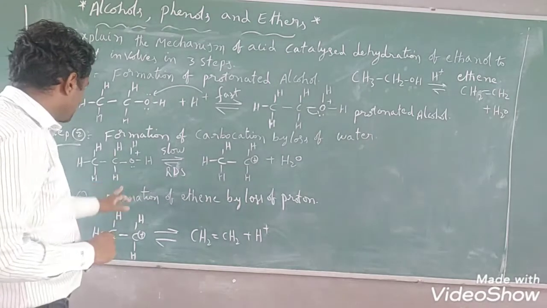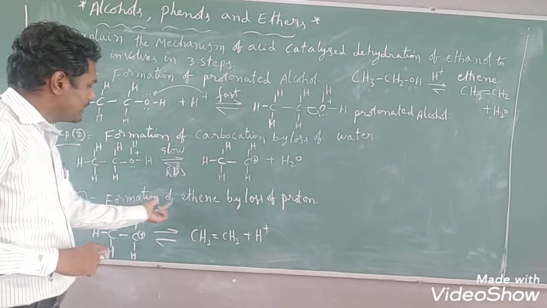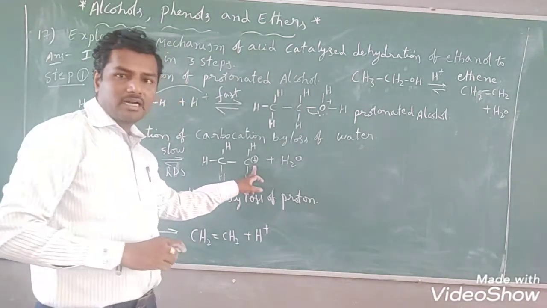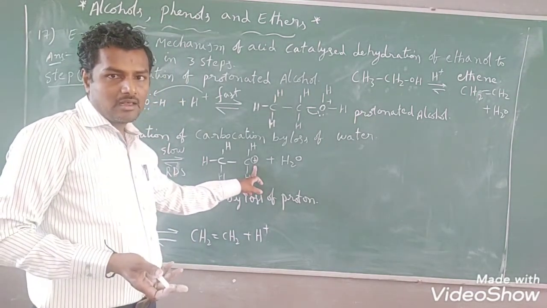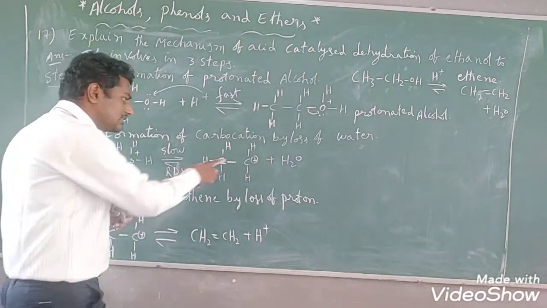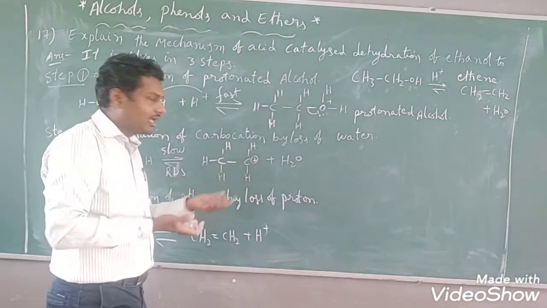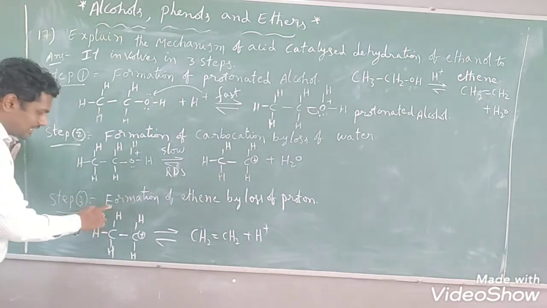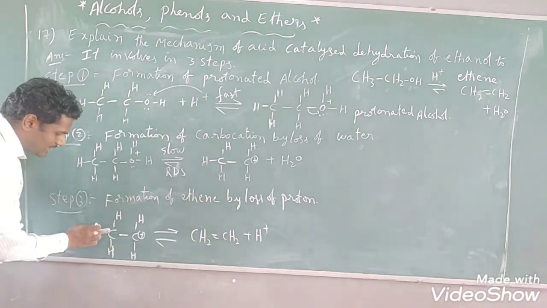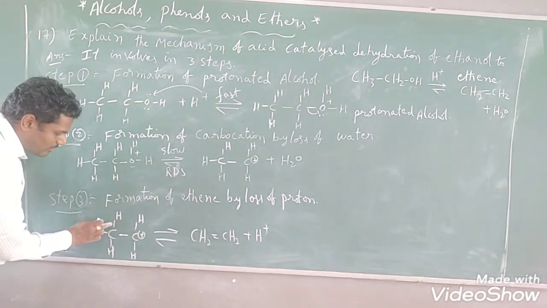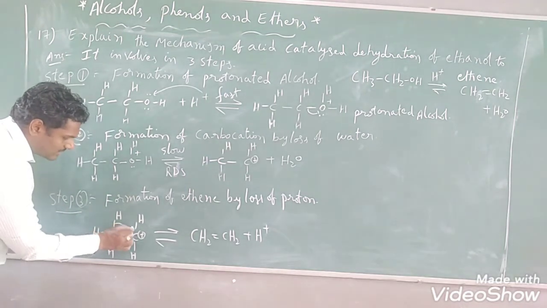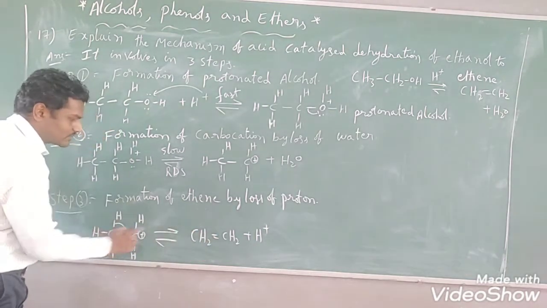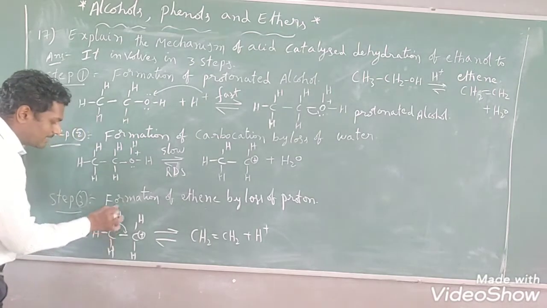Okay. And the next, third step, if you observe, is formation of ethene by loss of proton. Here the carbocation is formed, but it is not stable, right? So because of that reason, this carbon is always trying to lose its positive charge. So in the third step, what will happen is, any one of the carbon hydrogen bonds, those sigma electrons are attracted by this carbon, and it leads to the formation of a double bond by the removal of H plus.